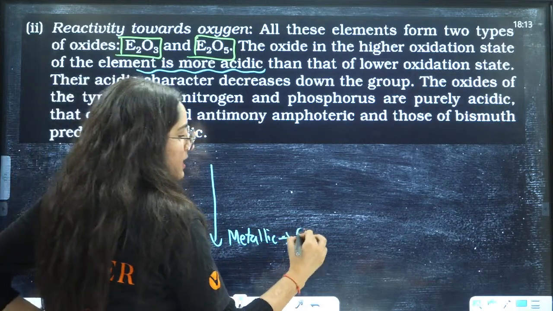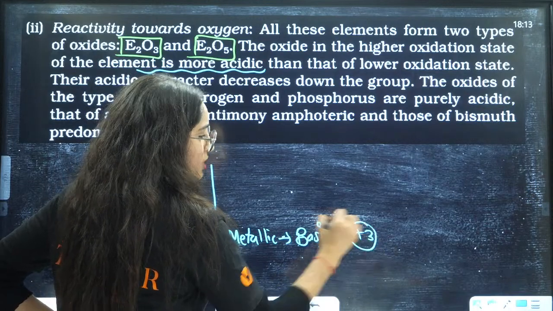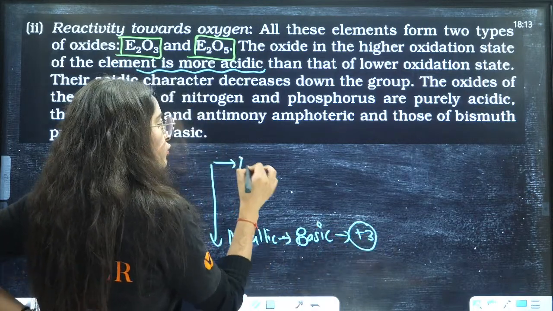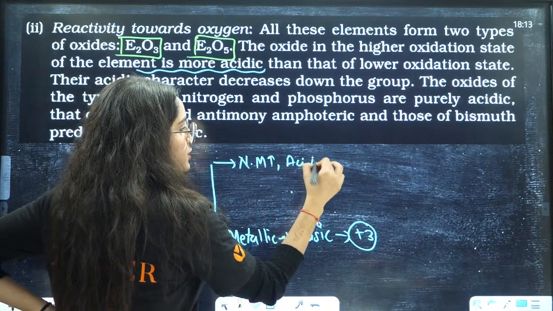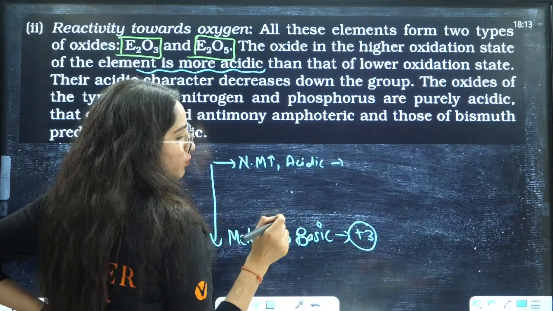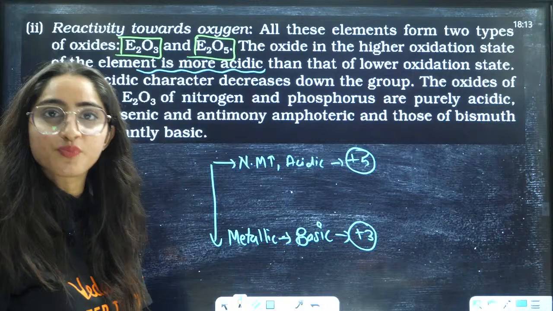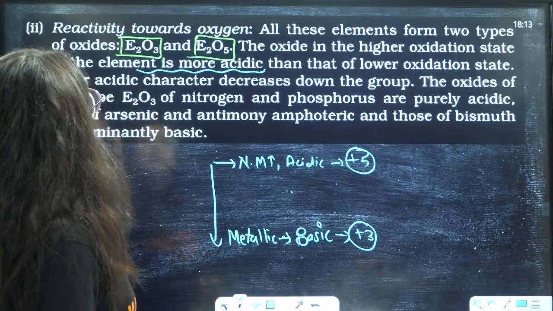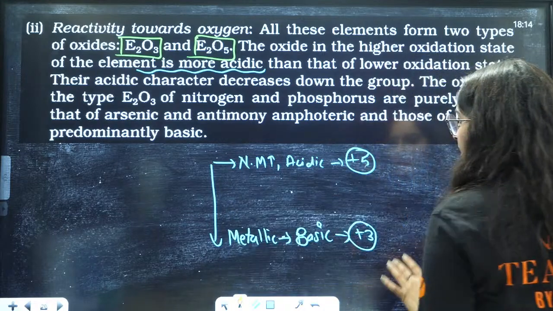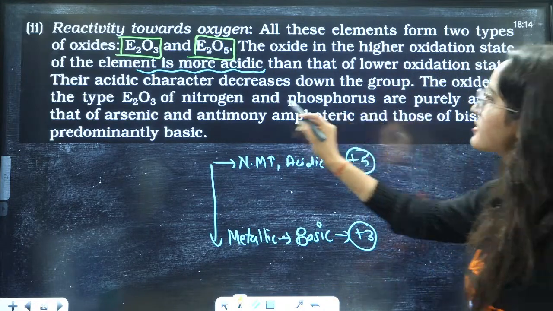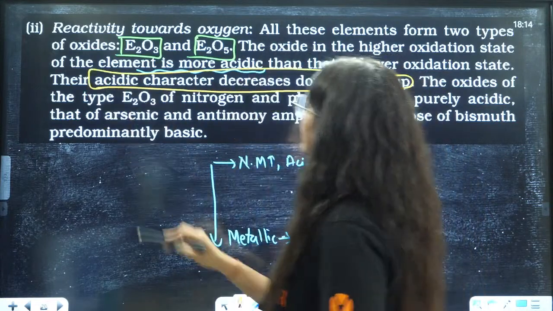Metallic oxides are basic in nature. And down the group, the +3 oxidation state is more stable. Here, non-metallic character is more, right? That means acidic oxide is more. And upper elements have the +5 oxidation state, and the higher oxidation state is more stable, right? So the acidic character decreases down the group. That is the reason acidic character also decreases down the group. You can write it here: acidic character decreases down the group.